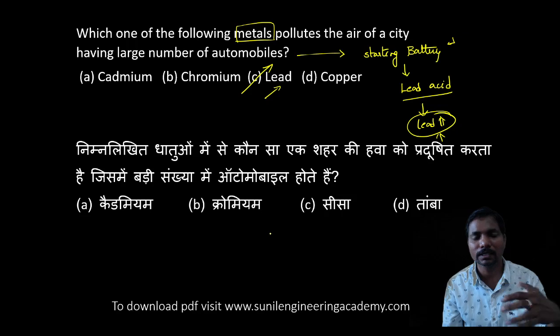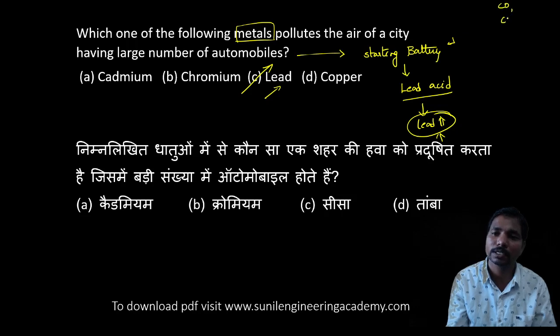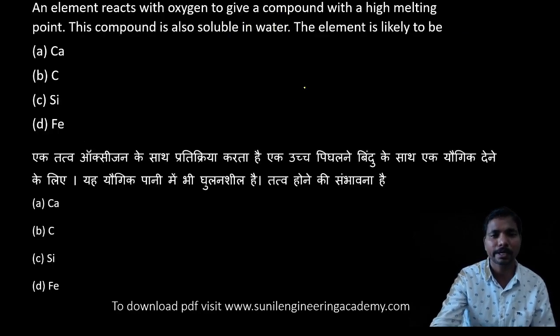Non-metals pollute the air in gaseous form. Gaseous form means we have carbon monoxide and a little bit of carbon dioxide. Carbon monoxide is more, carbon dioxide is somewhat less. That is also released. But they are asking for a metal, so we go with lead.